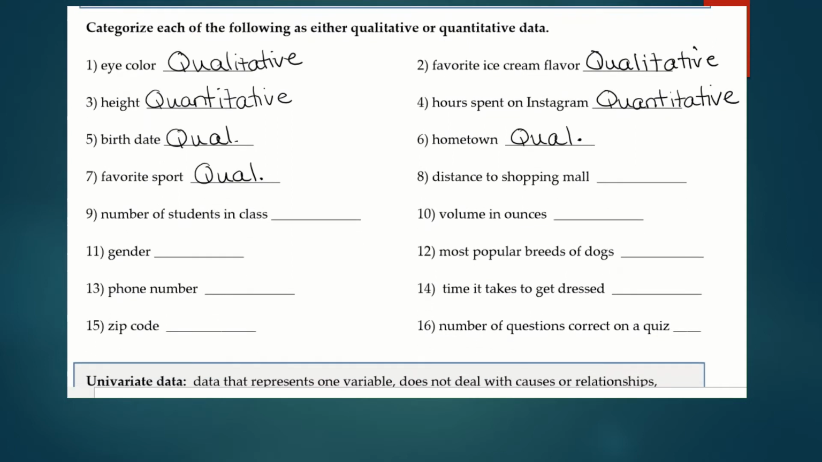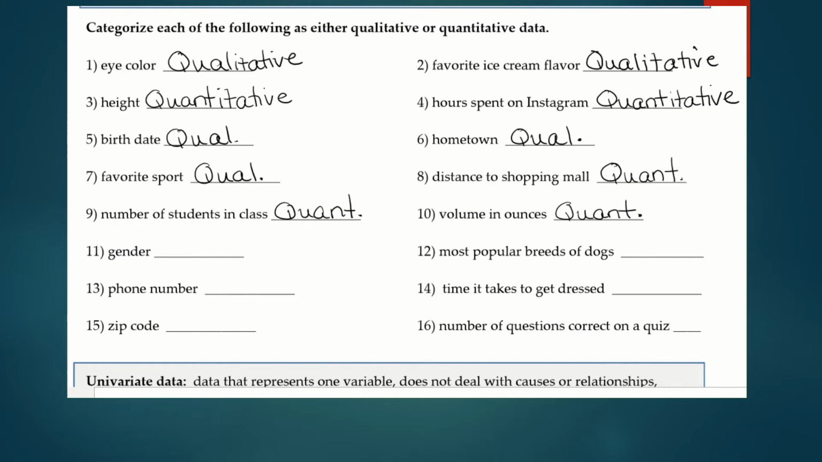Distance to the shopping mall. All right, so distance to a shopping mall, this is something that can be measured. It can be put in ascending or descending order. This is quantitative data. I might be 10 miles, someone else might be 5 miles to the mall. That's going to be measurable data. Number of students in a class. This is quantitative as well. Measurable data. Volume in ounces. Same thing, quantitative data. It can be measured.